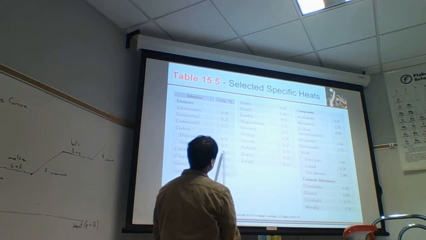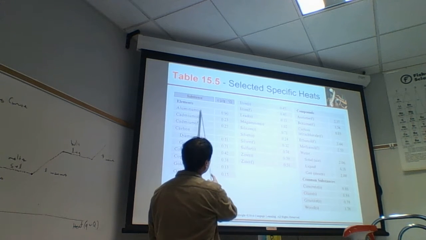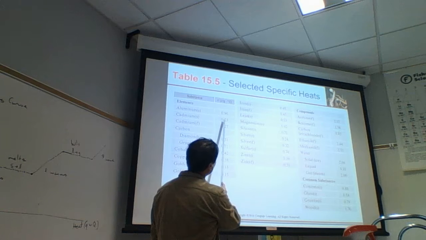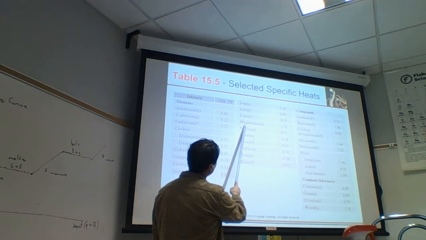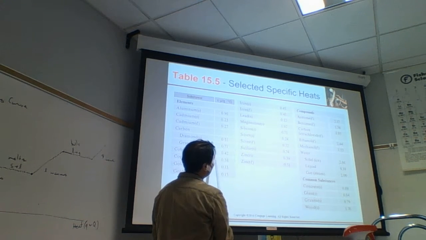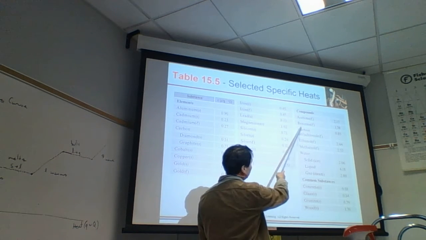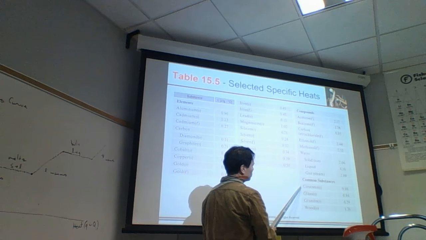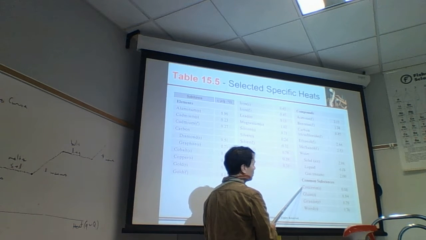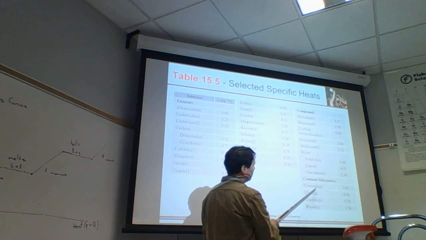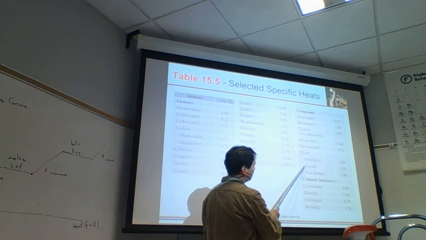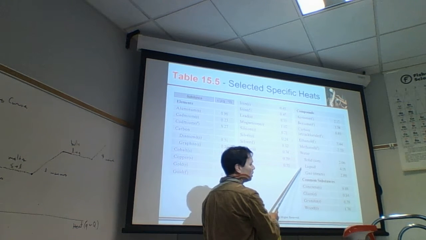That looks, out of all the elements... oh wait, magnesium. Magnesium's a little higher. Out of the elements, but we're looking at all substances, including compounds and mixtures, like concrete would be a mixture, 0.88. But the highest one I would see would be for water, liquid water.